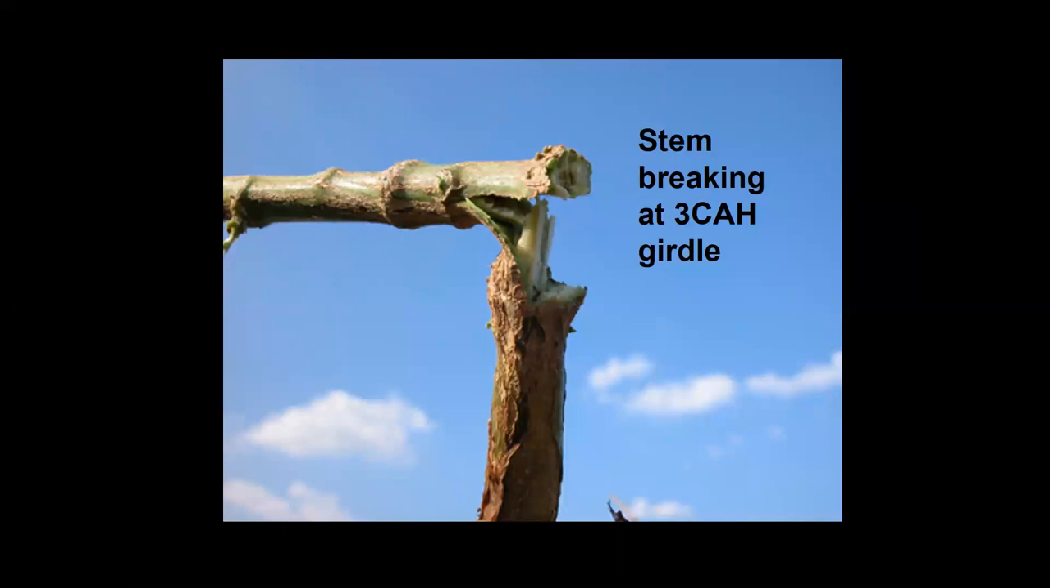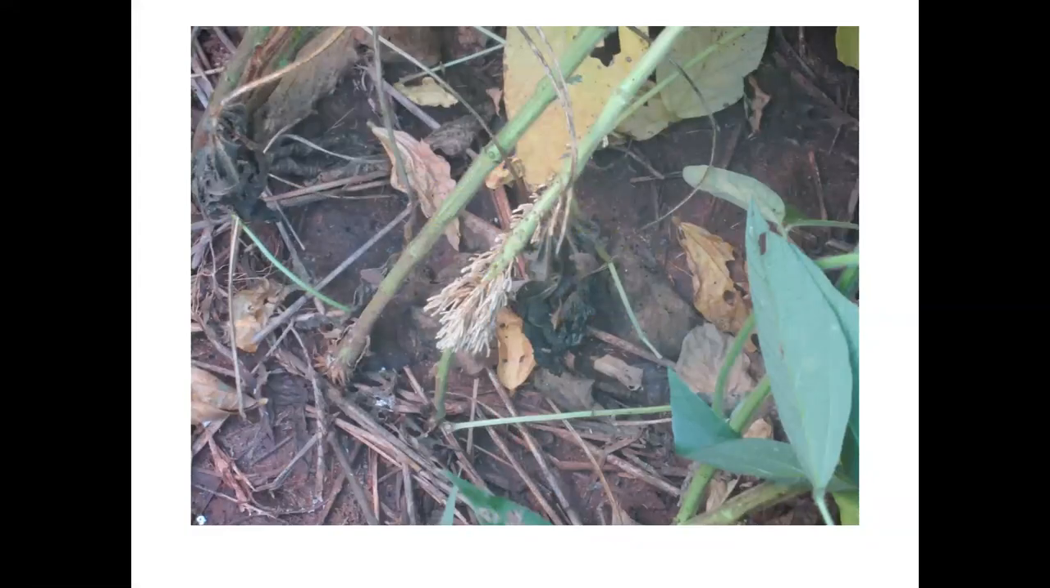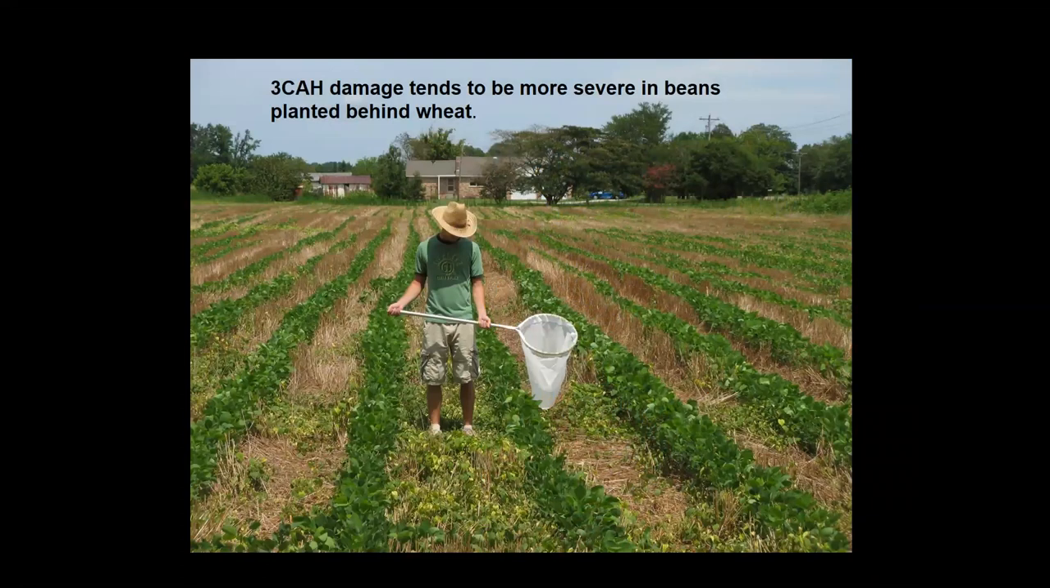Sometimes the girdle will not be all the way around the plant enough for the plant to break off. It'll break off partially. Sometimes the feeding by the three-cornered alfalfa hoppers will lead to the formation of adventitious roots, as you see here. If you plant soybeans into a wheat cover crop, the current thinking is that you may have higher damage in that cover crop or that other crop of wheat that you planted soybeans into than you would if you'd till that wheat up and planted. If you use a neonicotinoid seed treatment on your soybeans, it will reduce the level of three-cornered alfalfa hopper damage that you see on those beans when you plant into them.